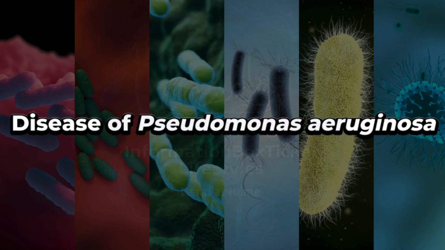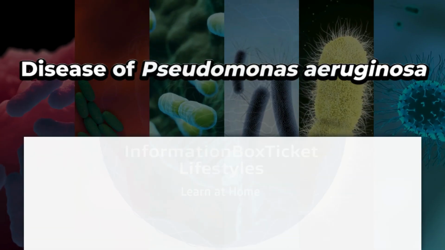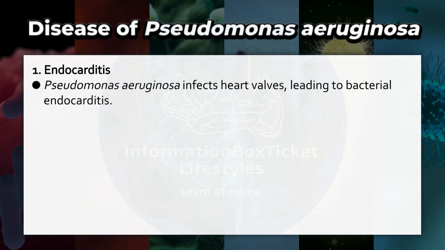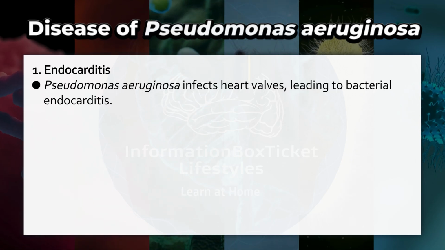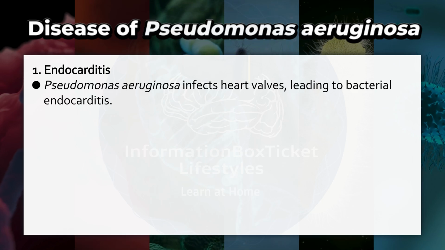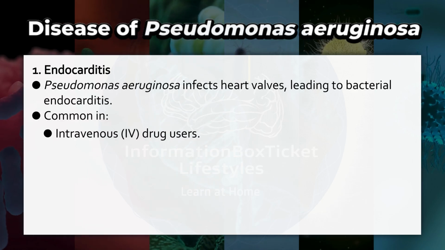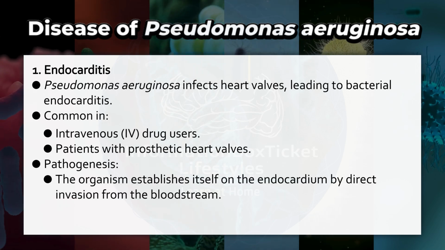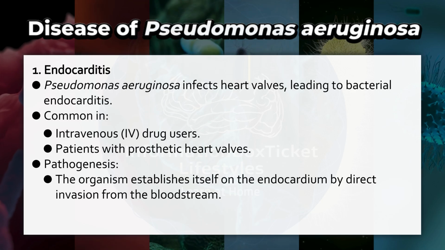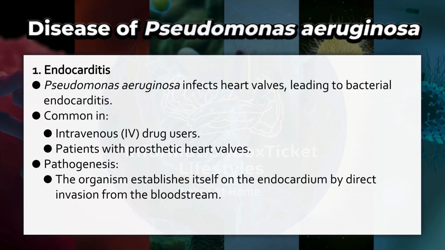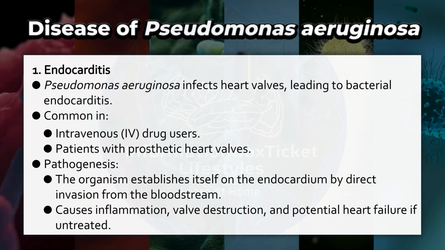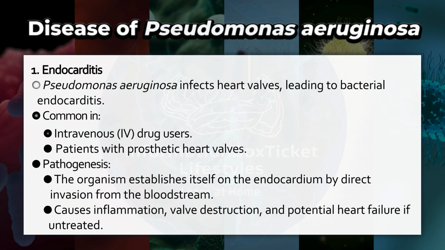Diseases of Pseudomonas aeruginosa. 1. Endocarditis. Pseudomonas aeruginosa infects heart valves, leading to bacterial endocarditis. Common in intravenous drug users and patients with prosthetic heart valves. Pathogenesis: the organism establishes itself on the endocardium by direct invasion from the bloodstream. It causes inflammation, valve destruction, and potential heart failure if untreated.